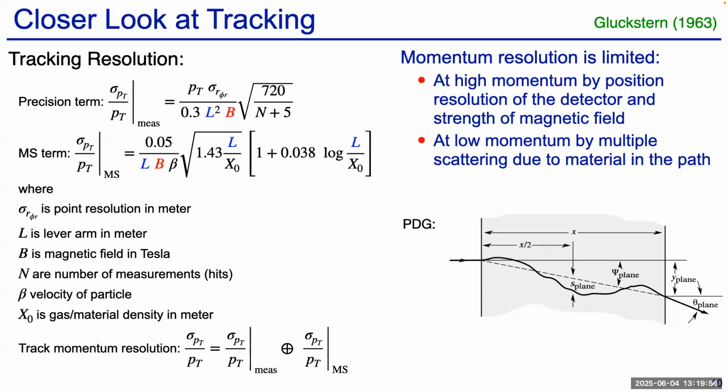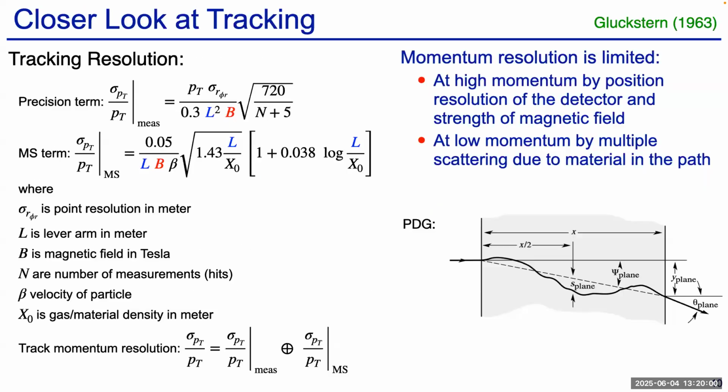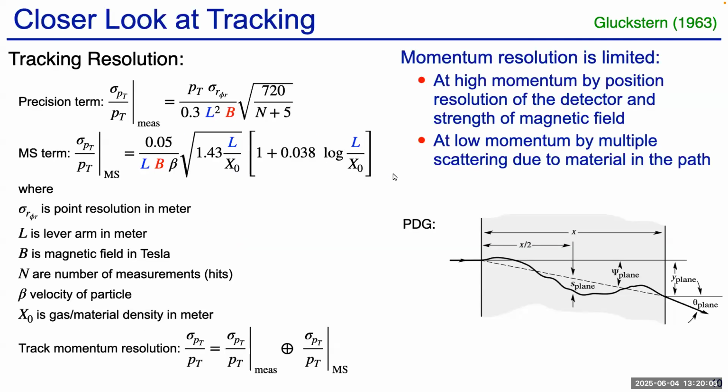At low PT, we are completely dominated by multiple scattering, like scattering in the material. And there's not much we can do. At the end, what you really measure is, of course, both, so you have to add them in quadrature. So that is what you measure.